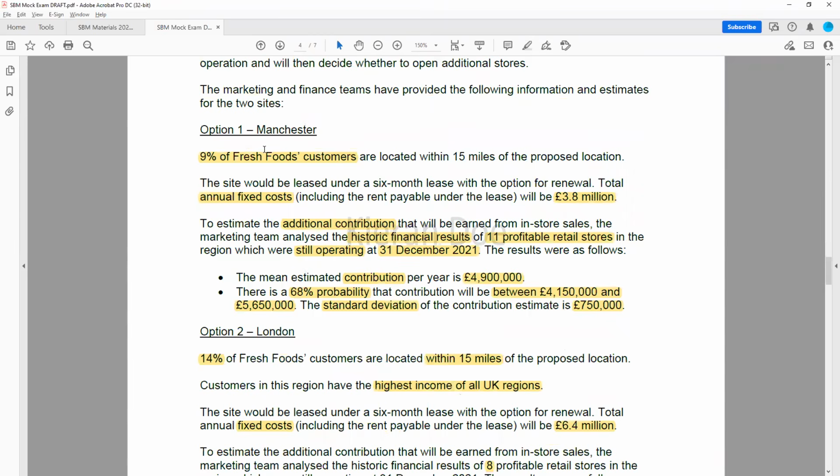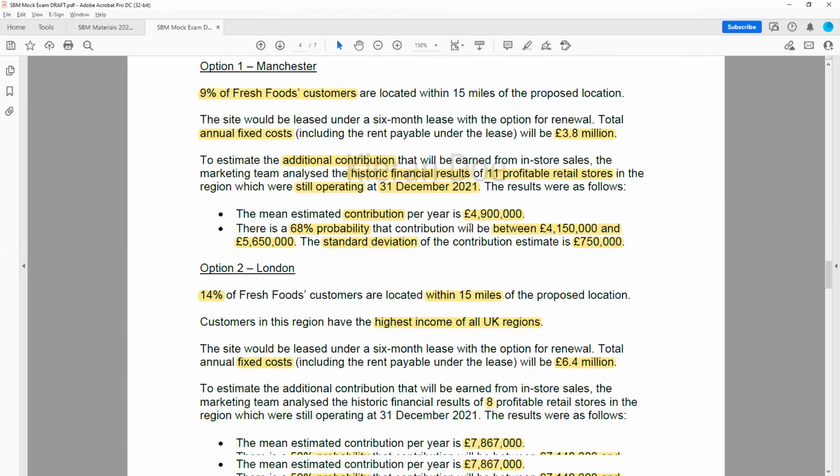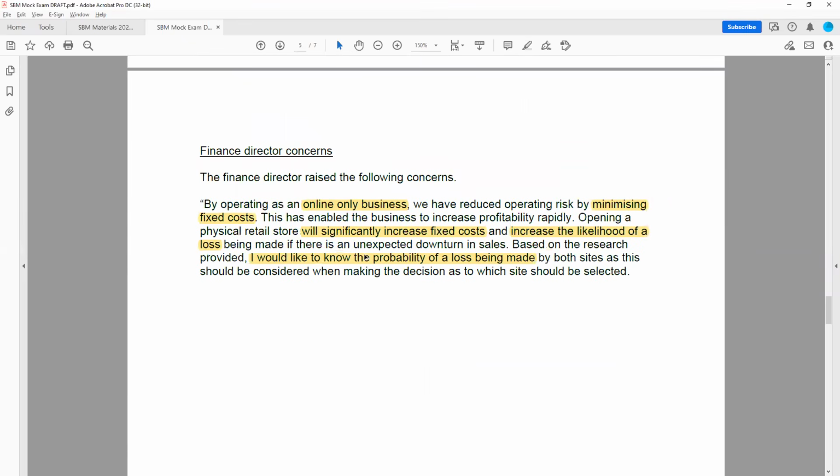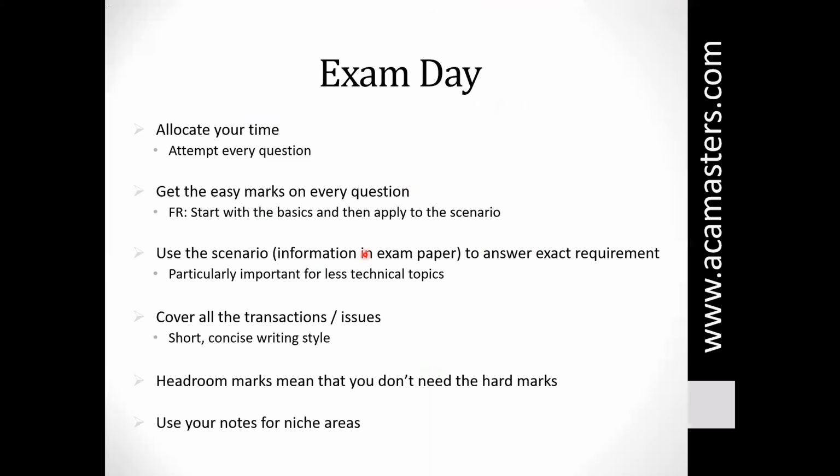Two alternative sites: I used this, the 9% versus the 14%, again another reason to use London. I've used all of this information, the contribution, the probability, the standard deviation, in my answer. I've addressed the concerns by the FD. I've used every part of it. I'm always trying to use that information as much as possible in my answer. And that applies to all ACA exams, really, but particularly with the topics which are less technical, like the business strategy type questions.